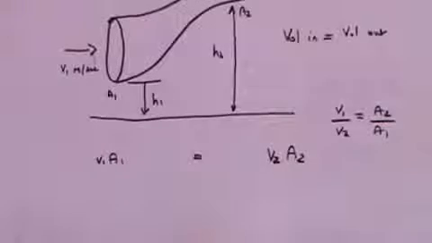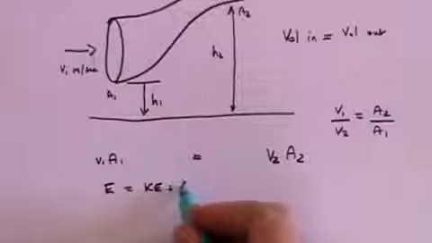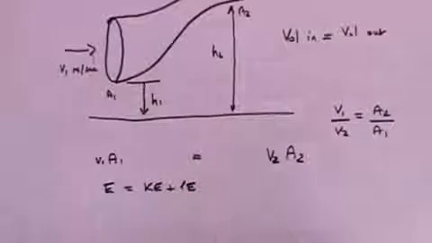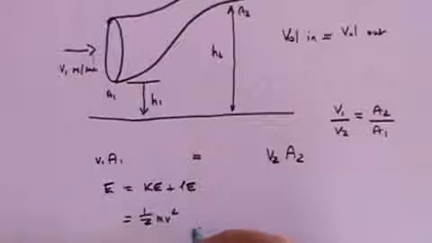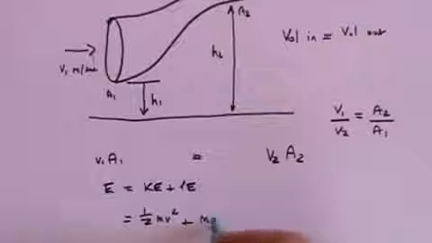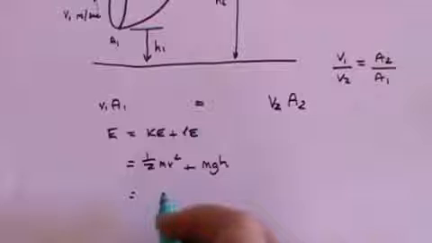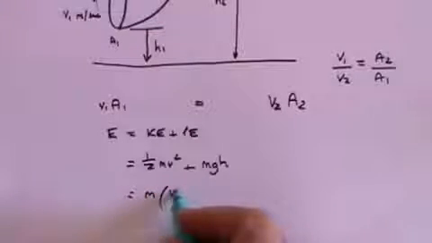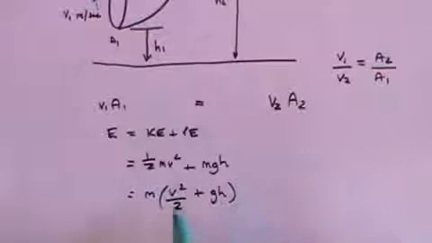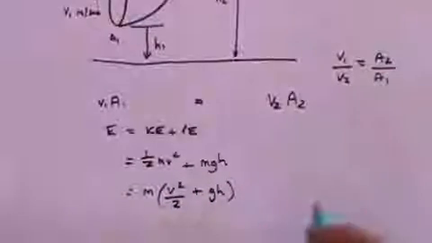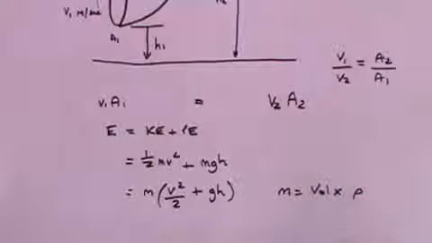Now let's think about the energy. Total energy is the kinetic energy plus the potential energy. And that is usually written as half mv squared, that's the kinetic energy, plus the potential energy, mgh. And that can be simplified as m into v squared over 2, that's the kinetic energy part, plus gh, all inside the bracket. Mass is always, of course, volume times density.